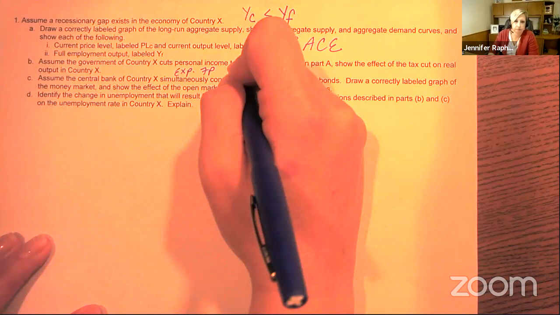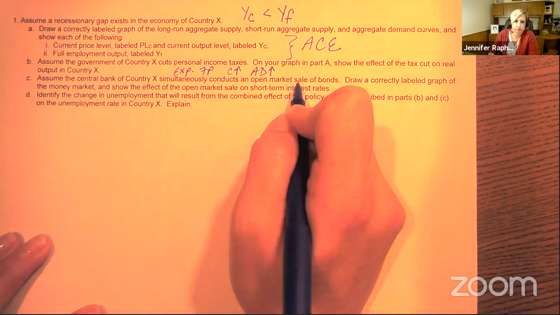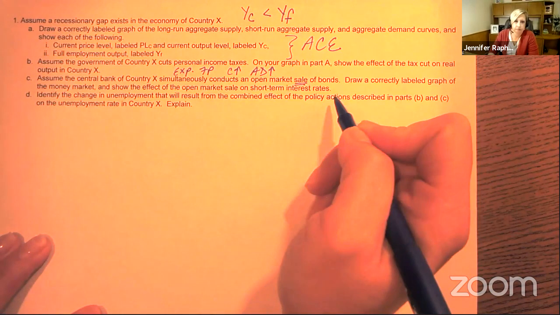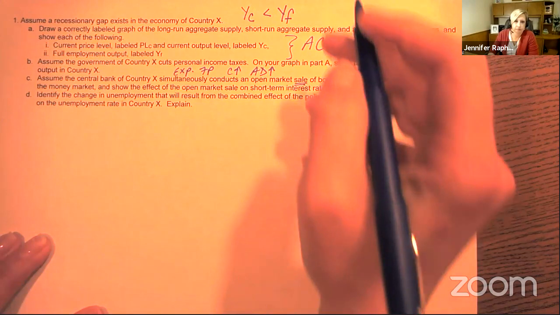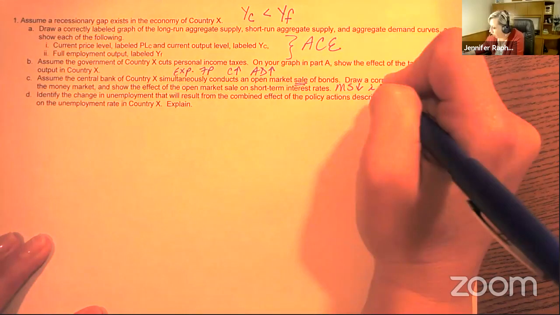The next part of the question says, and here's where we're coming into this combination of policies, assume the central bank of country X simultaneously conducts an open market sale of bonds. Well, when the Fed sells bonds, or when the central bank sells securities, it's making the money supply smaller, right? When we make the money supply smaller, we know that interest rates are going to rise, and we know that is contractionary monetary policy. Okay, so we're annotating the question to show that we know where we're going.